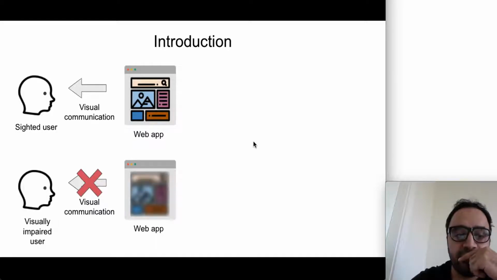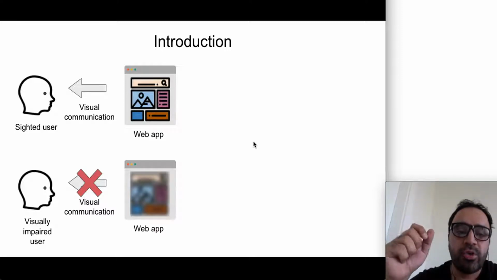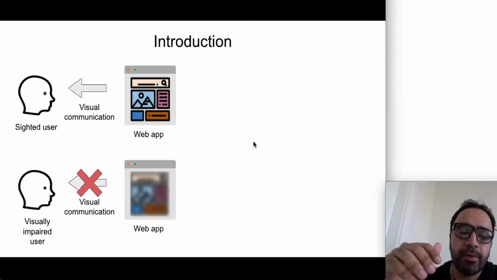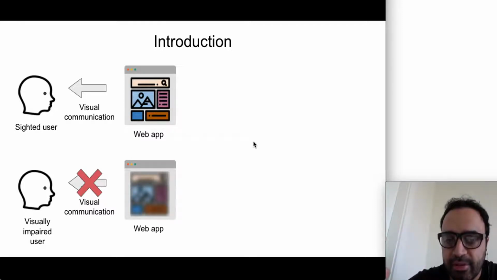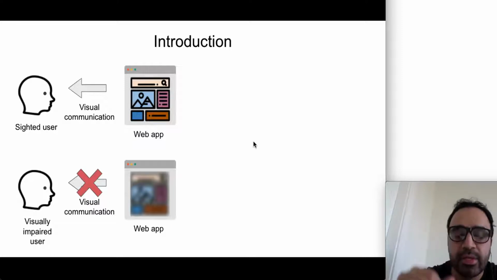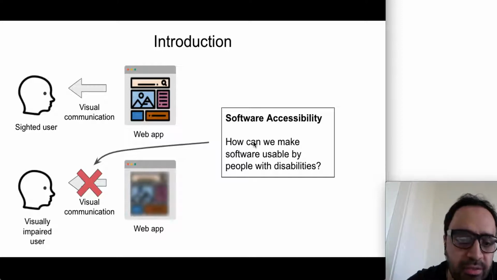However, for visually impaired users, that visual communication is not available. So if you have a web app, that web app cannot be visually perceived, and they cannot understand the visual contents of the web app, so therefore they cannot interact with it. And this issue is basically what software accessibility is focusing on, which is how can we make software usable by people with disabilities? And particularly, we're talking about visual disabilities in this context, because the web is predominantly a visual medium, and that's the focus at this point.